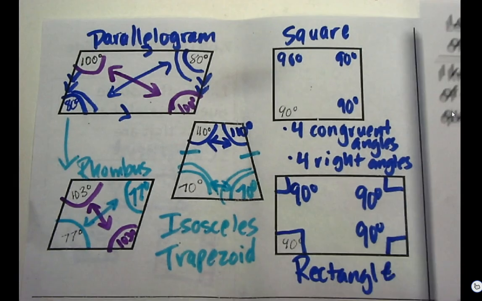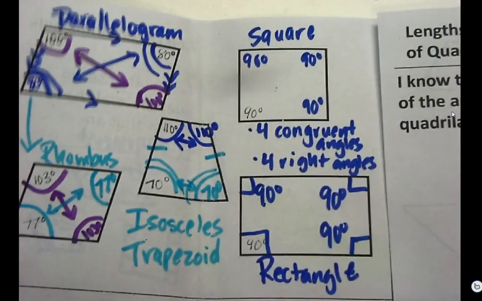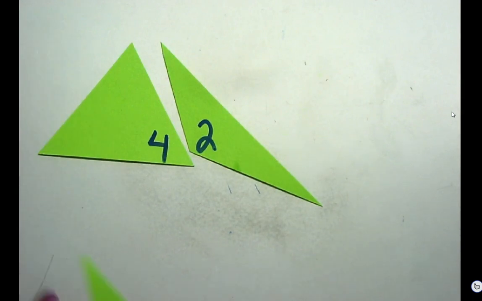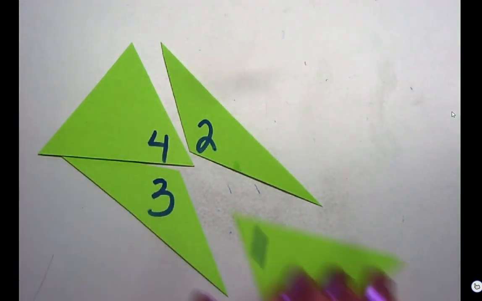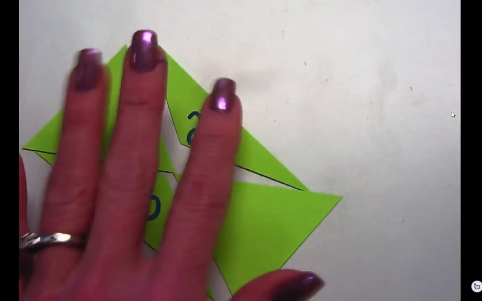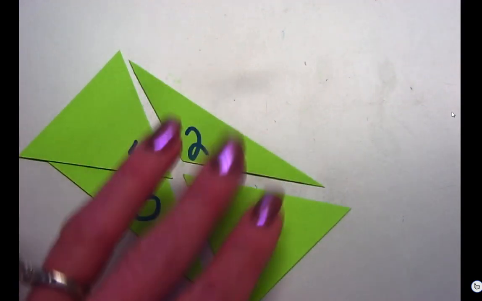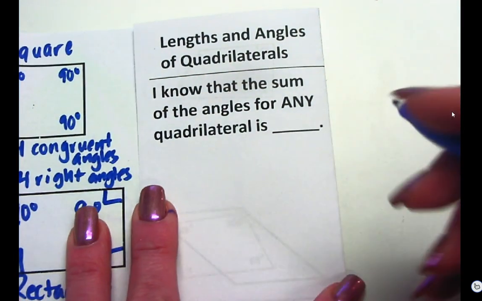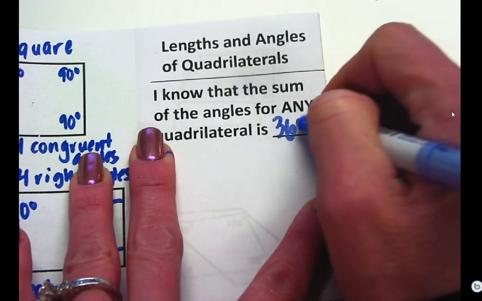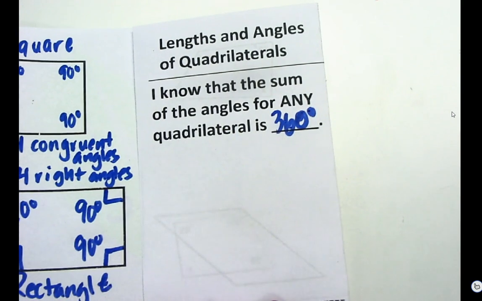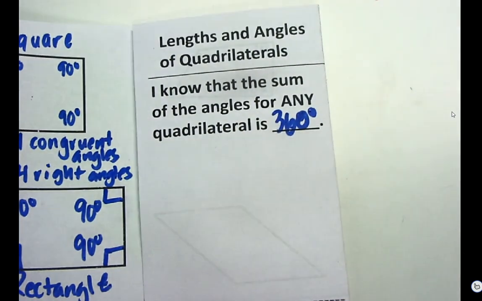Okay, now we're going to look at the next part. I know that the sum of the angles for any quadrilateral, we looked at this today when we cut off the corners of the parallelogram and we matched them up, and we said that the sum total of angle measures for any quadrilateral is going to be how many degrees? 360. So using that, we're going to fill this in with 360 degrees. So if I know one or more angles, I can figure out the missing angle measures.